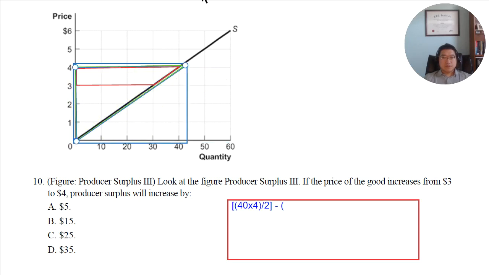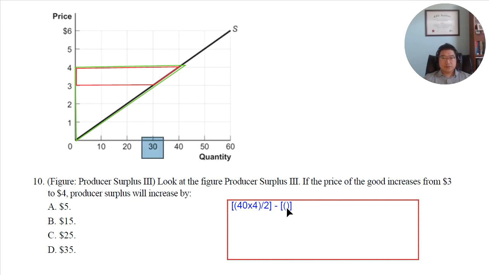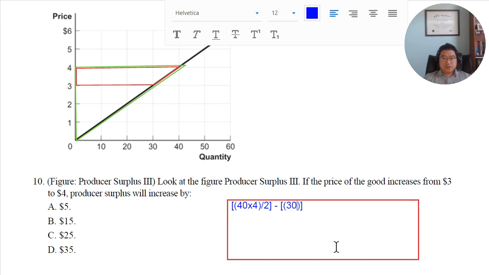This one, and then the smaller triangle is what? At $3, you have 30 units, right? The 30 units here, 30 is the base times $3 is the height, and then divided by 2. Okay, you can do that calculation. It's basically 4 times 40, 160 divided by 2 is 80. And then you have 3 times 30, that's 90. 90 divided by 2 is 45. And that gives you the same answer.